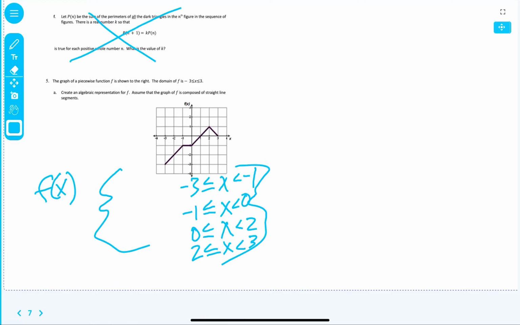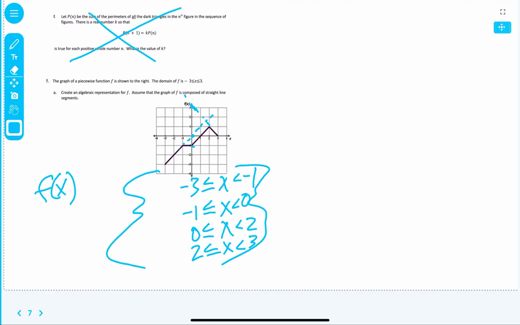Okay, so we've already got these line segments broken up, but I'm going to go ahead and extend them out to see where they cross the Y-intercept. This is actually going to cross right here. This one is here. This one is here. Okay, so now all we have to do is find the slope and the Y-intercept, and we've already got the Y-intercept.